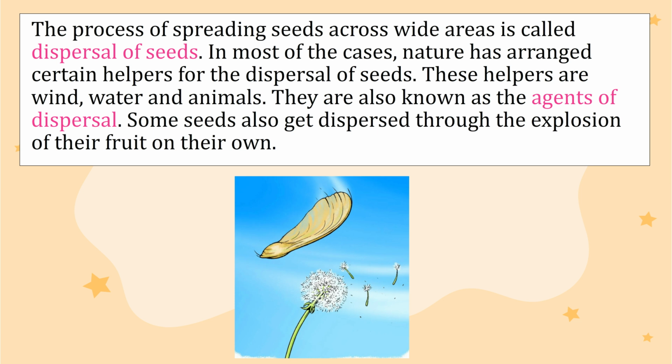In most of the cases, nature has arranged certain helpers for the dispersal of seeds. These helpers are wind, water and animals. They are also known as the agents of dispersal. Some seeds also get dispersed through the explosion of their fruit on their own.